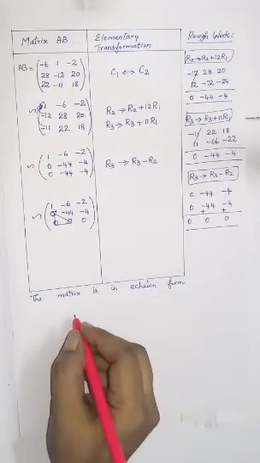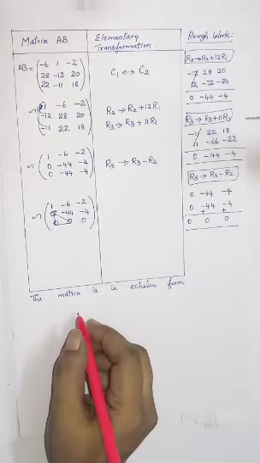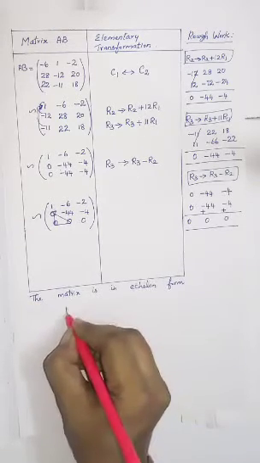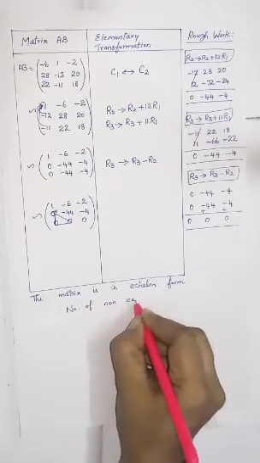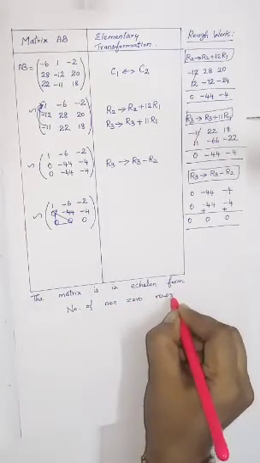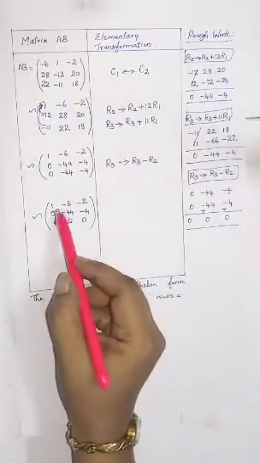So now we'll have to find the rank of the matrix. Before that, you'll have to find the number of non-zero rows. So the number of non-zero rows we'll have to find. Just see how many non-zero rows are there.